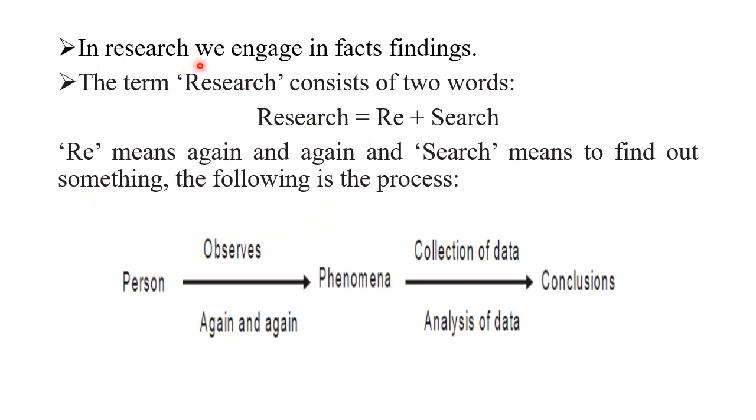In research, we engage in fact finding. The term research consists of two words, that is re and search. Re means again and again, and search means to find out something. The following is the process. So it starts as somebody wanting to investigate a phenomenon by observing and continuous observation, and tries to collect data, analyze the data, and draws conclusions.